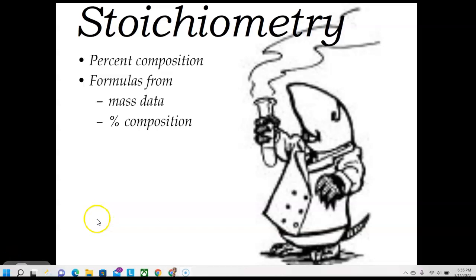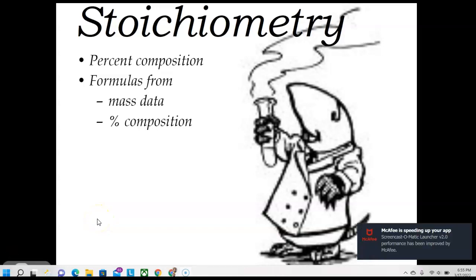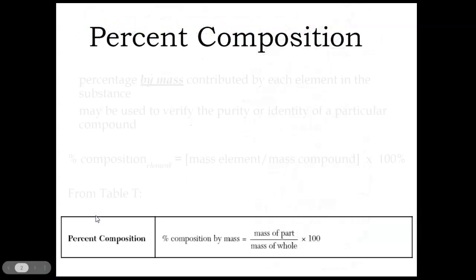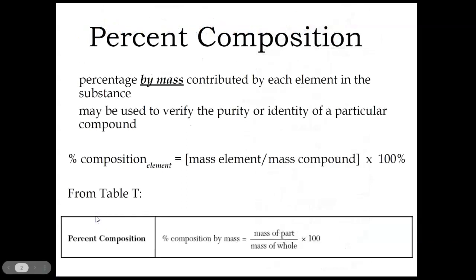All right, so today we're going to look at percent composition and formulas, and this is from mass data and percent composition. So the first thing you got to know about percent composition is it is percentage by mass contributed by each element in the substance, or in the molecular formula, the ionic formula, and it may be used to verify the purity or the identity of a particular compound.